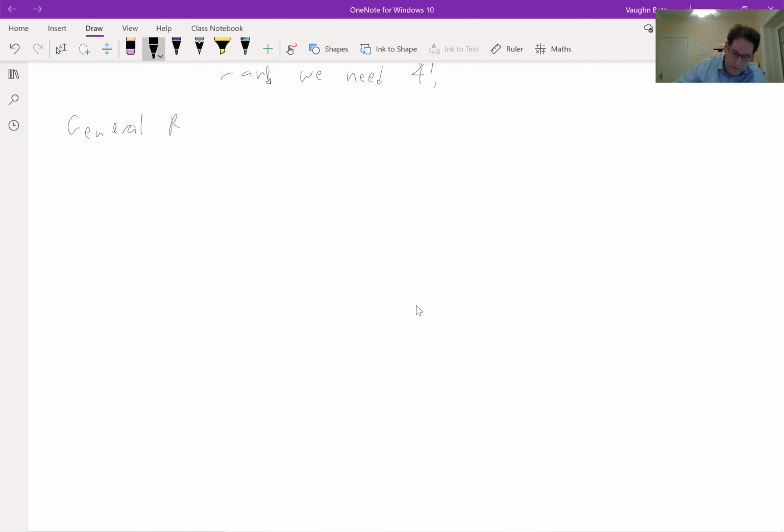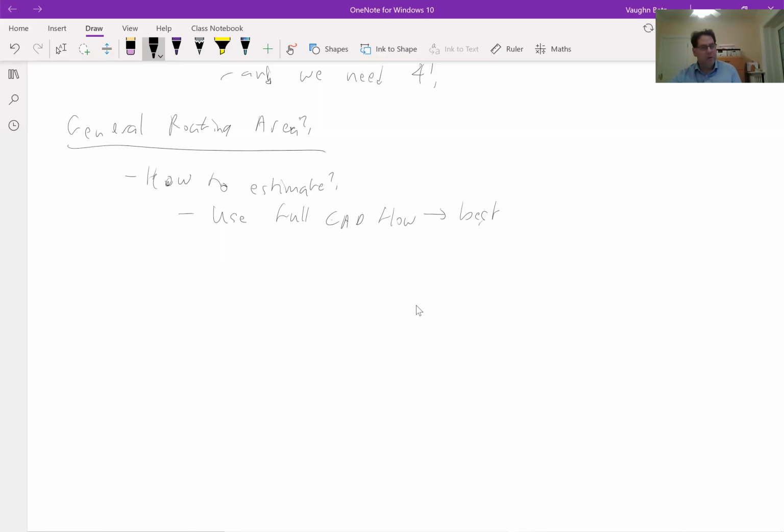Okay, so now we need to estimate the general routing area. And by that, I mean all of the muxes that are driving the routing wires themselves. Okay, so how are we going to do this? The best way to do it would be to use a full CAD flow. Okay, so that's definitely the best. It's what the paper that you read this week does. But that's not going to give us much intuition.